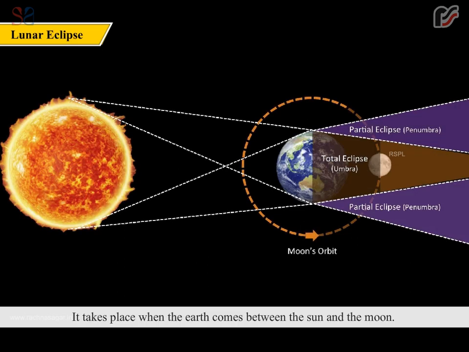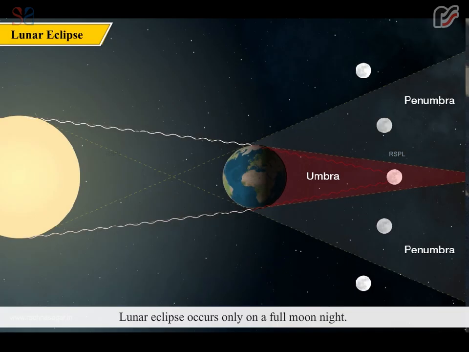It takes place when the earth comes between the sun and the moon. When this happens, the earth casts a shadow on the face of the moon. Lunar eclipse occurs only on a full moon night. When the earth's shadow covers the complete disk of the moon, we cannot see the moon at all, and it is called total lunar eclipse. When the earth covers the moon partially, then we have partial lunar eclipse.